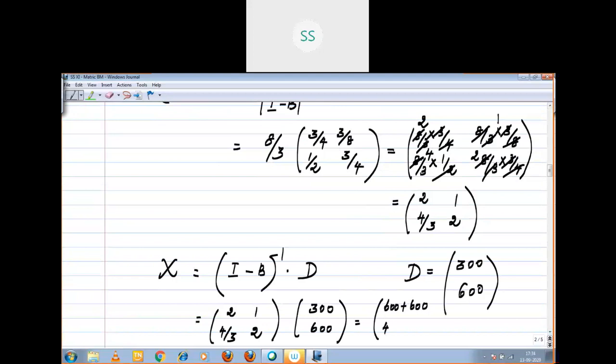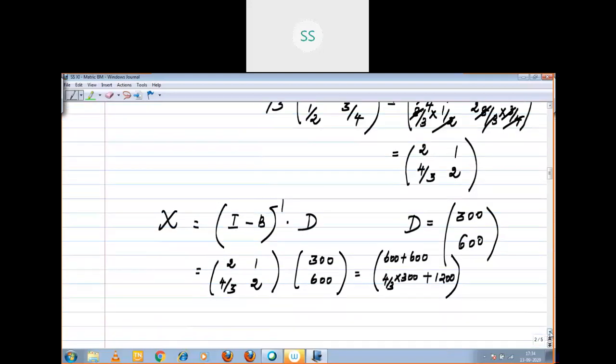Which is equal to 600 plus 600, and 4 by 3 into 300 plus 1200. Got it, children?